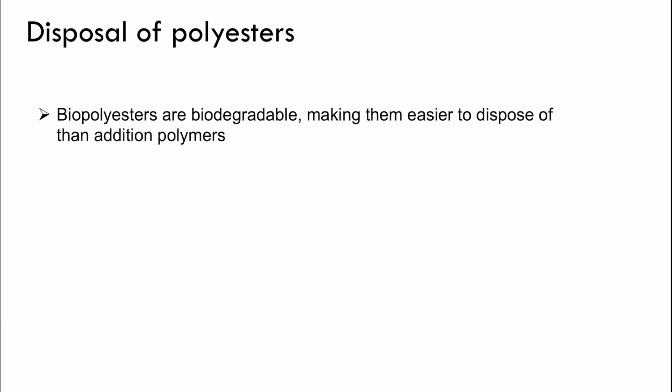Disposal of condensation polymers is easier than the disposal of the addition polymers because condensation polymers are biodegradable, and this is much easier to dispose of compared to the addition polymers. Bacteria can act on the link between the two monomers that form the repeated unit, because we have the ester link, and they can work on these and break them down into smaller molecules. So they are easier to biodegrade compared to the addition polymers.